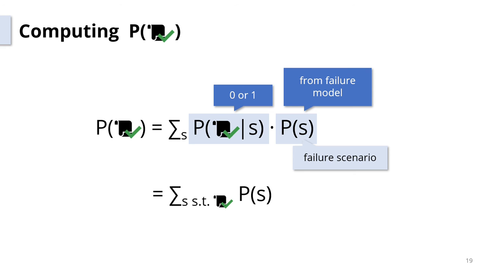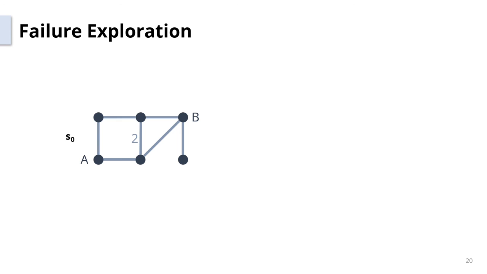We can simplify this to the following sum, which sums the failure scenario probabilities for all scenarios where the property holds. We start with the scenarios where there are no failures, S0 here. Let's assume we want to check that the path length of the flow between A and P is at most 2. So first we construct a forwarding path and then check the property, which holds in this case.